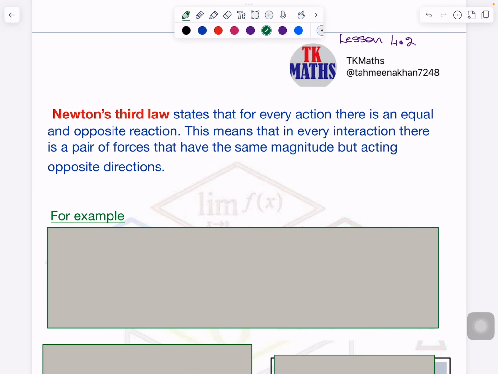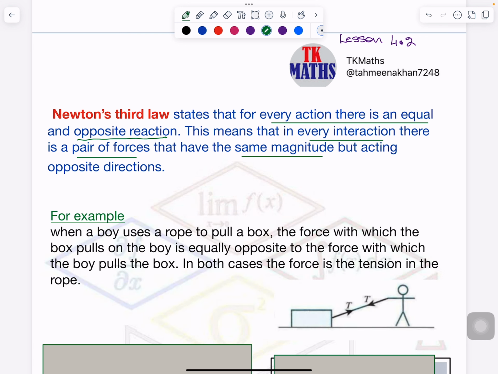Newton's third law states that for every action, there is an equal and opposite reaction. This means that in every interaction, there is a pair of forces that have the same magnitude but act in the opposite direction. Now, what does this mean? Let's understand this with the help of an example.